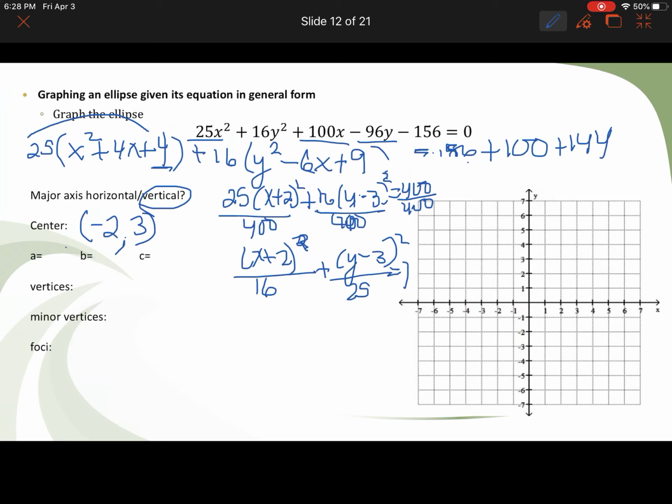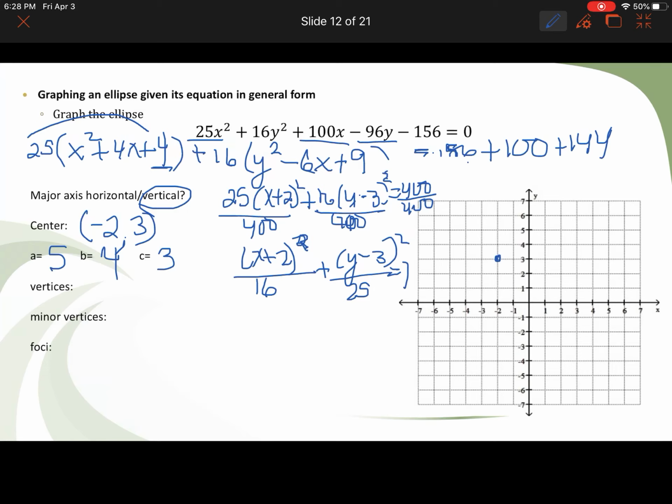So the a was the bigger one, so 25, square root of 25 is 5. Square root of 16 is 4. And if I have 25 minus 16, that's going to be 9, so square root of that is 3. That's nice. We got nice numbers for all of them, right? All right, so let's do some of this graphing.